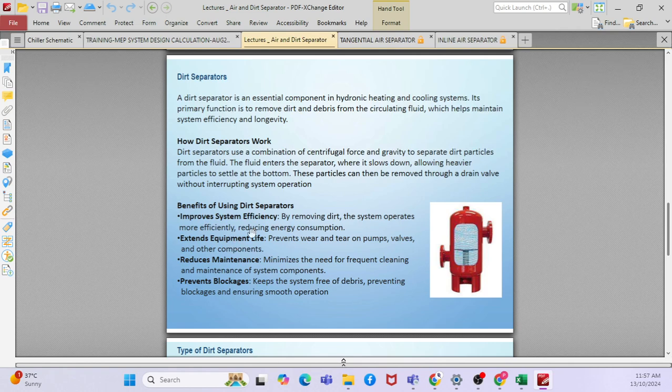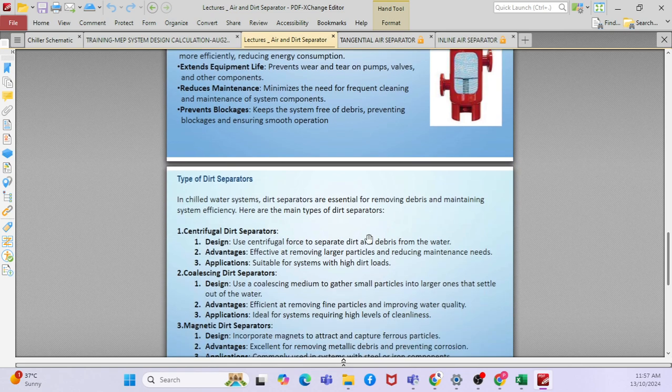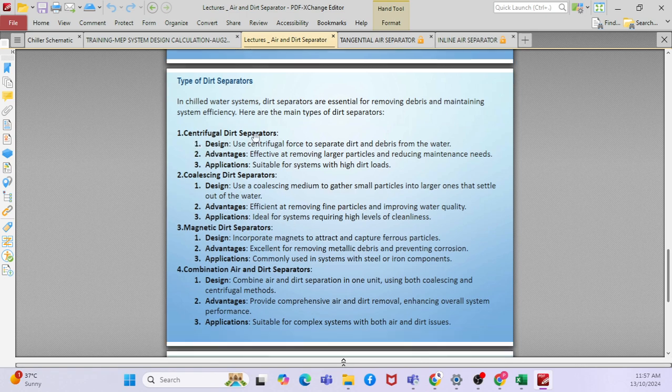There is a benefit of improved system efficiency, because if any particles enter into the pump or chiller, they will damage the coil or the impeller. That is why we are installing a dirt separator. In dirt separators, you have the centrifugal dirt separator, coalescing dirt separator, magnetic dirt separator, and combination air and dirt separator. The centrifugal dirt separator uses centrifugal force to separate dirt and debris from the water.